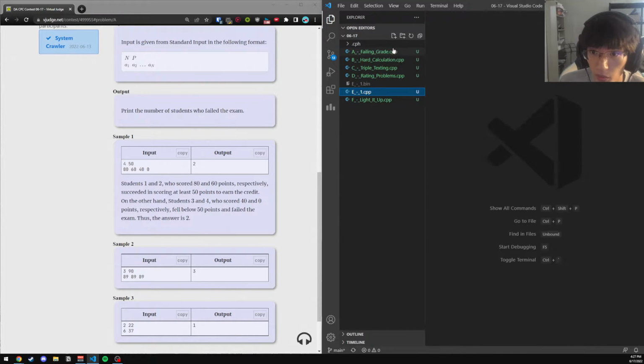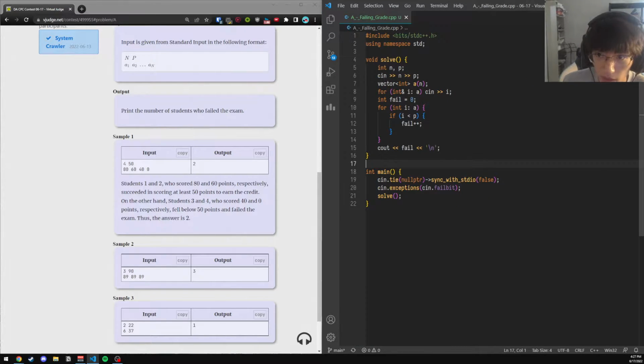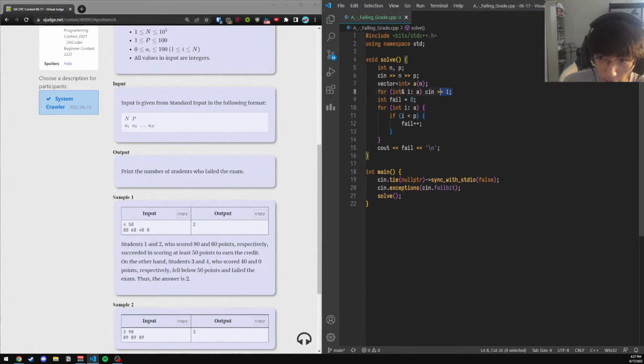One example would be something like this, where you read in integers n and p, and then we create an array and read into the array. And then we have the number of fail counts, and for every number in A, if this number is less than P, we increment the fail, and we output the fail. You can also read into the loop and then increment within the loop, so you don't have to use an array, but this is just one example.